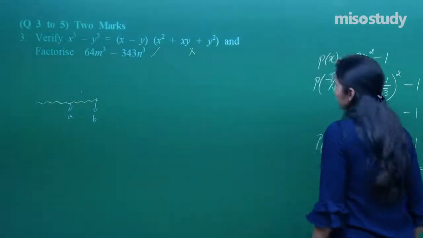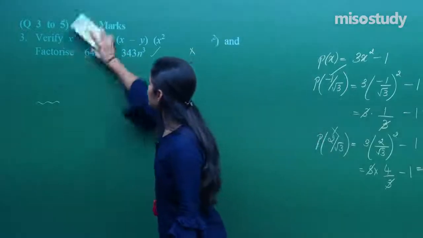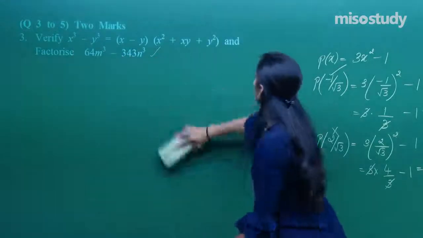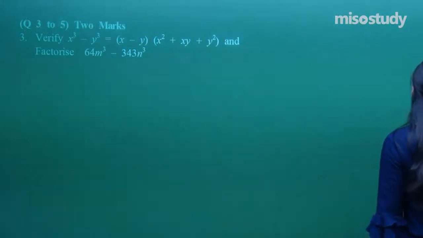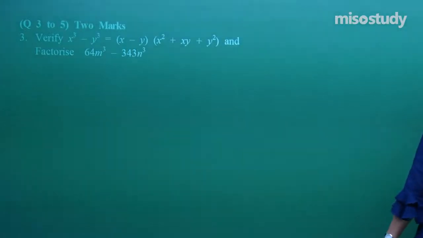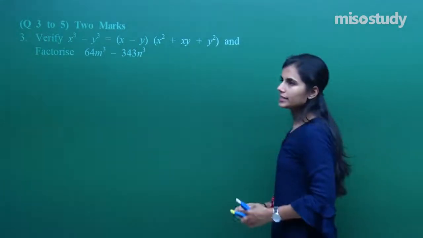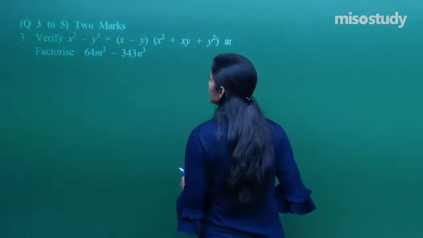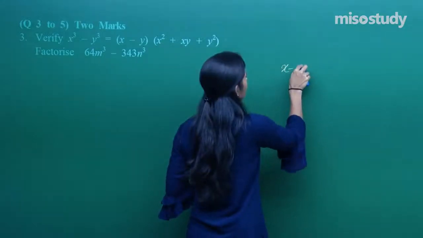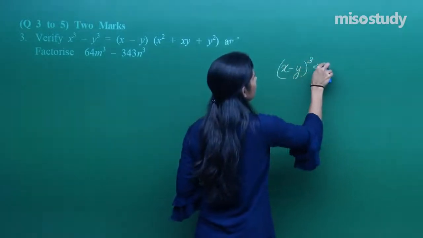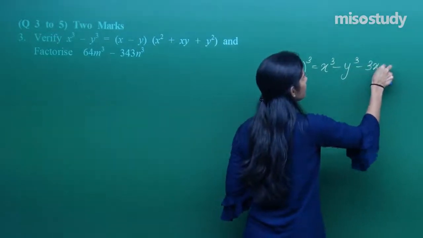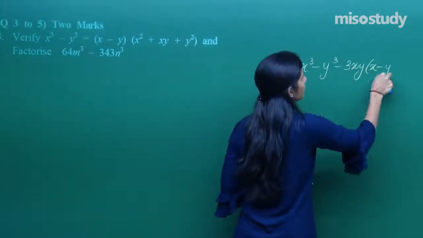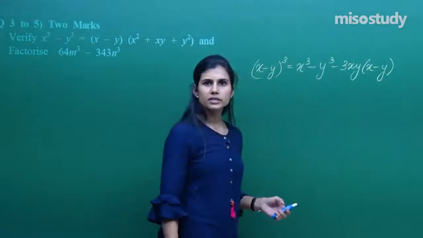Next question says to verify this identity. So let's try to verify. If you look at this identity carefully, what is it reminding you of? We have done this identity, that is a plus b whole cube, a minus b whole cube. So if I talk about x minus y whole cube, it is x cube minus y cube minus 3xy times x minus y. This is something that we are already well versed with.